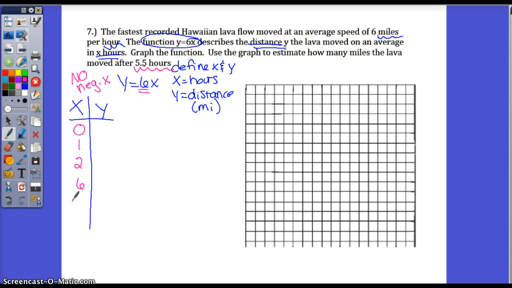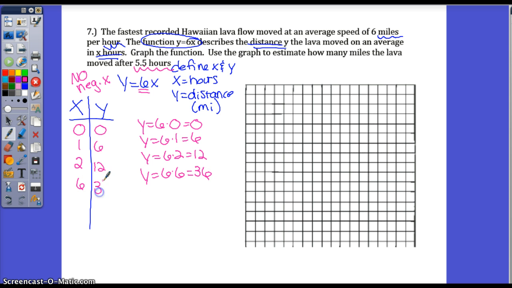Okay, so let's go ahead and substitute them in. Y equals 6 times 0, well that just equals 0. Y equals 6 times 1, well that just equals 6. Y equals 6 times 2, well that equals 12. And y equals 6 times 6, well that equals 36. Now we can go ahead and make our graph.